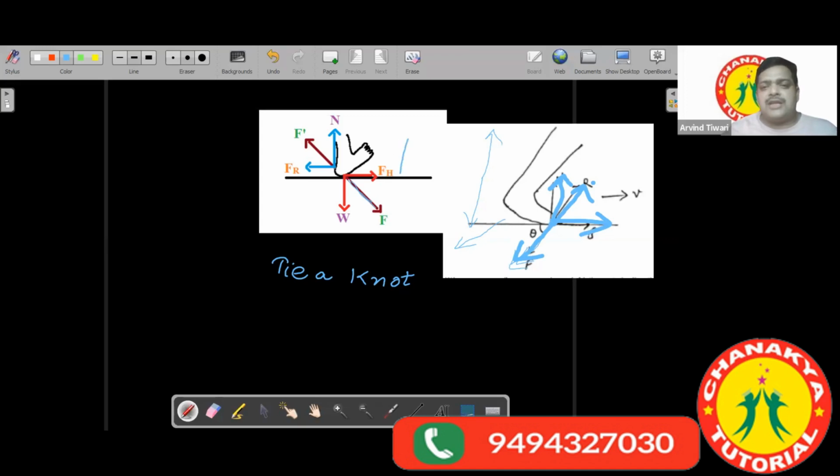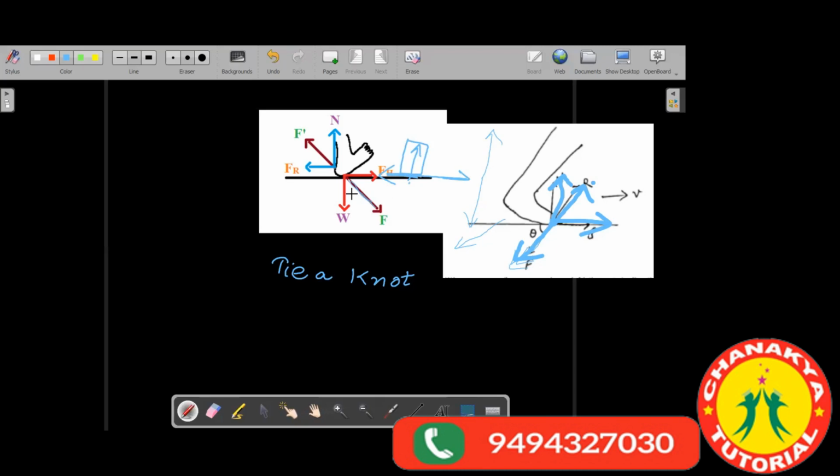Suppose you have your chair like this. This is your chair, and you can't say that friction is acting like this. Friction cannot act like this. Friction always acts tangential to the surface, like this. It can't act upward. It can't act downward.